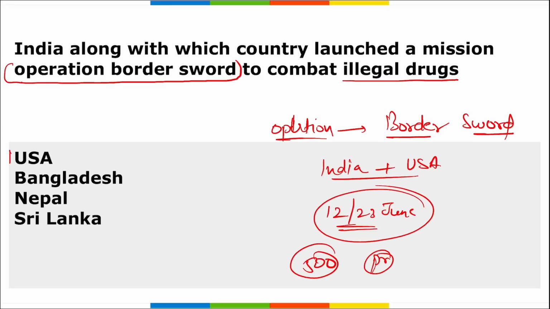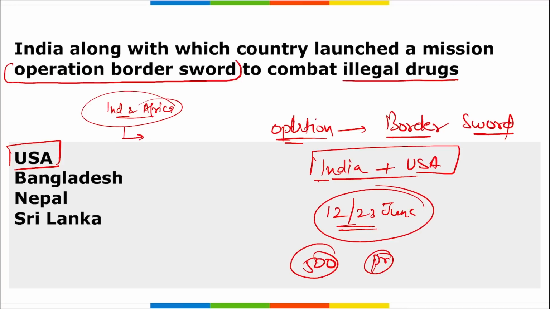So coming back, it is India and USA that launched this Operation Border Sword. It was to fight against the illegal drugs that are being introduced in India and USA through the international mail system, correct, or through various shipments through the ocean route, correct. If you remember, earlier India and Africa also signed an MOU, where they will be working together to eliminate the drug cases, right?